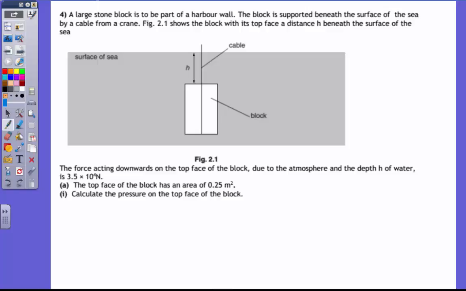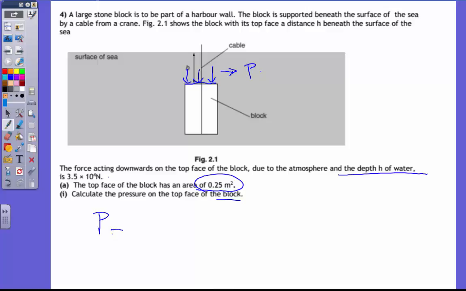The force acting downwards on the top face of the block due to the atmosphere and the depth of water is 3.5 times 10 to the power 4 Newton. The top face of the block has an area of 0.25 square meters. Calculate the pressure on the top face of the block. We know the force and the area, and we want the pressure on the top face of the block.